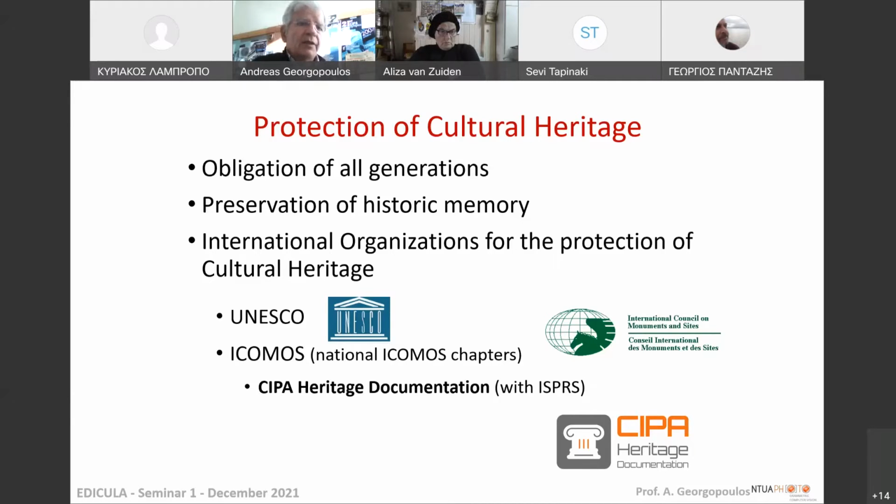So you see the whole context that I just mentioned, those organizations before, and how they relate to each other. So ICOMOS is the official technical advisor of UNESCO concerning the cultural heritage, and it has about 10,000 members all over the world. And of course, it has ICOMOS chapters, as they are called. They are called national committees in almost all countries.